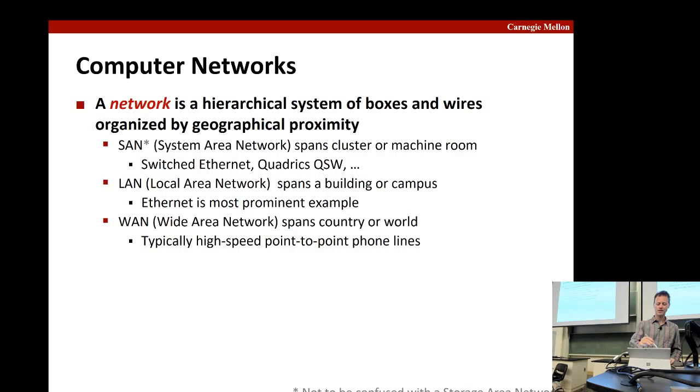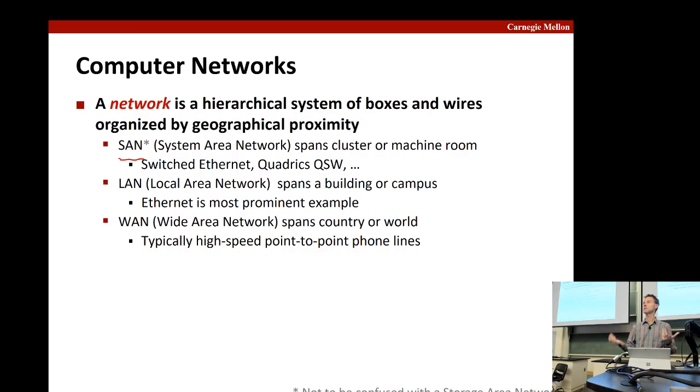I put a little asterisk here because another setting in which the SAN abbreviation is used is the storage area network. That's something that a storage solutions provider would have to enable a whole bunch of your computers to talk to dedicated fancy storage devices. It has the same SAN abbreviation, which is why I highlighted it. But for the purposes of this class, we're going to talk about the system area network.